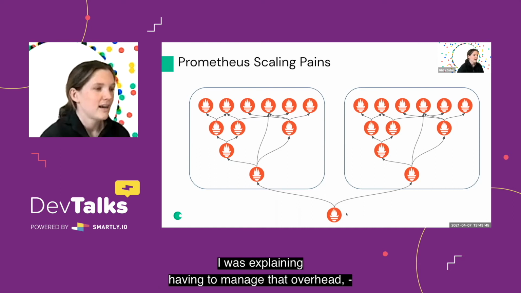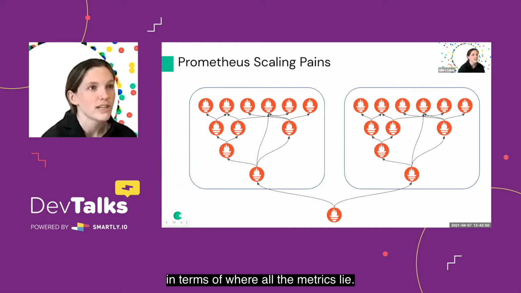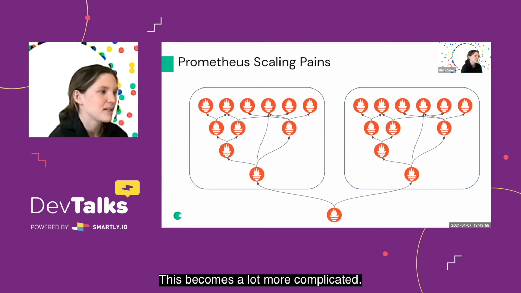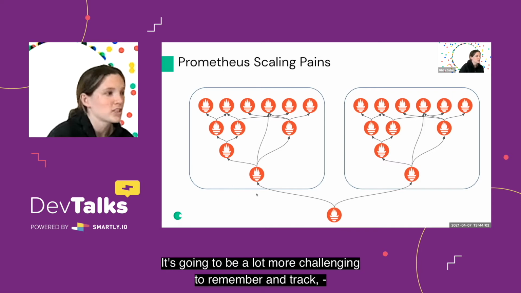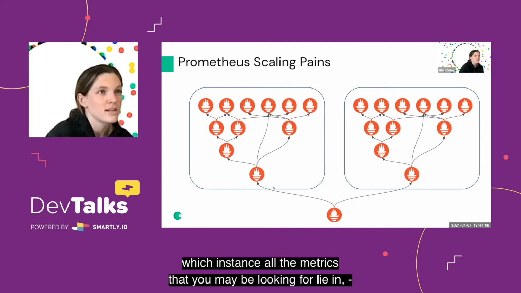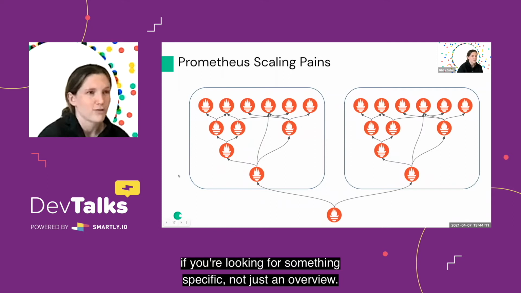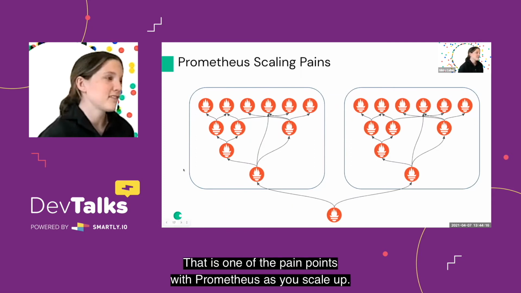And so, going back to how I was explaining having to manage that overhead in terms of where all the metrics lie, now this becomes a lot more complicated because with each federated node, you get a subset of metrics. So it's going to be a lot more difficult and challenging to remember and track which instance the metrics you're looking for lie in, if you're looking for something specific and not just a general overview. So that definitely is one of the pain points with Prometheus as you scale up.